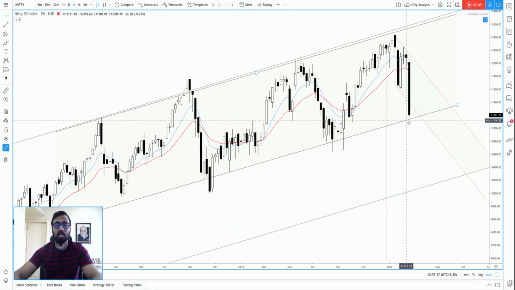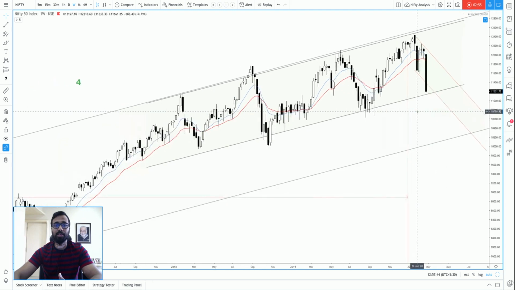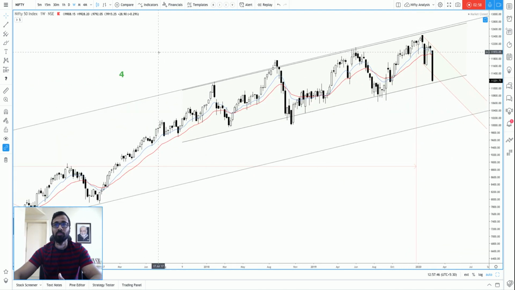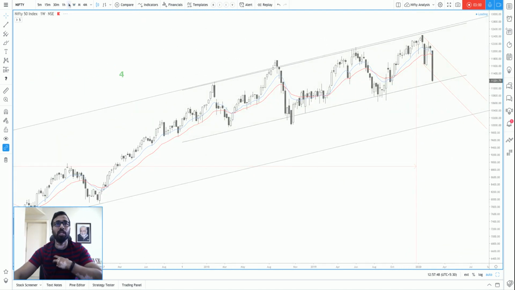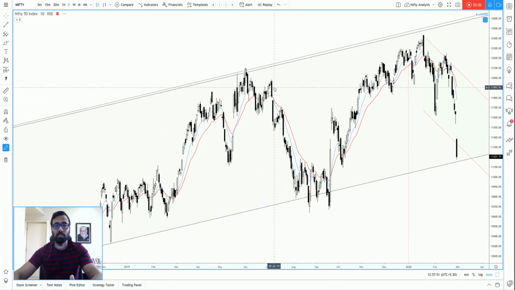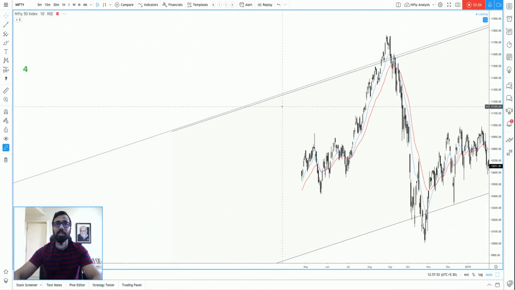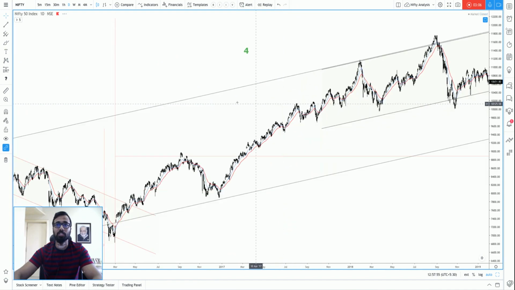Assuming that this is going to act as a support, and we want a certain kind of correction before we can enter on the short side again. Okay, this is what I would do. Let me go to the daily chart now. Okay, all right, let's open up the corrections in the past.